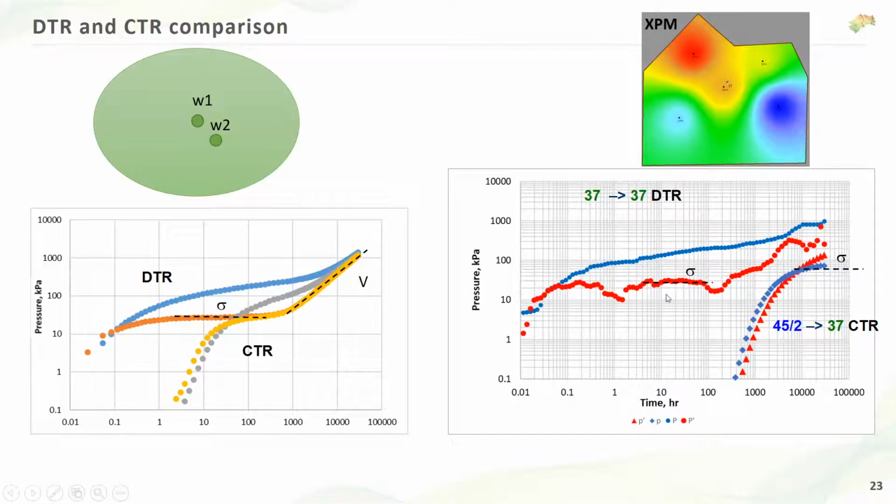And that drawdown transient response and cross-well transient response could be matched with a numerical model. We call it XPM, cross-well pressure modeling. We can add several layers, we can add points of thickness, different porosities, and match the transient responses with the numerical assumptions of our geology.